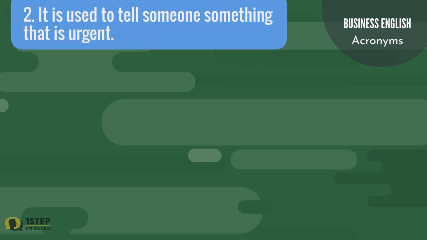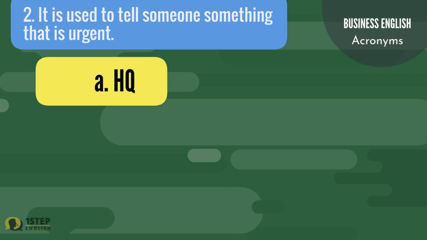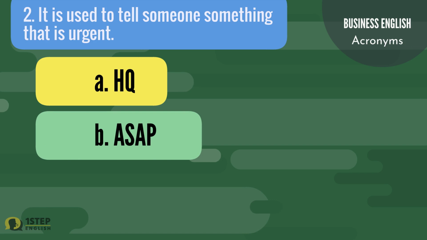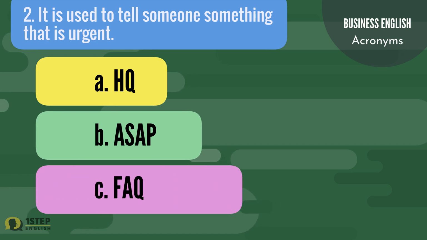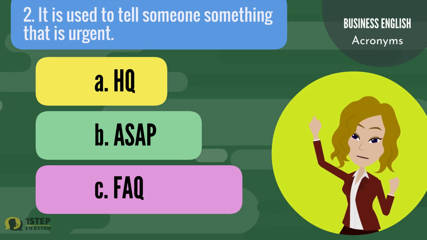Number 2. It is used to tell someone something that is urgent. Letter A. HQ. Letter B. ASAP. Letter C. FAQ. The correct answer is letter B. ASAP.